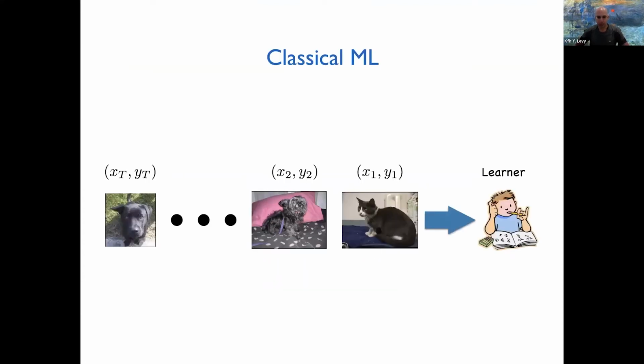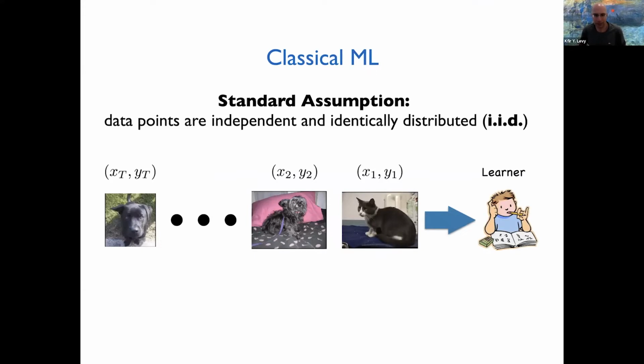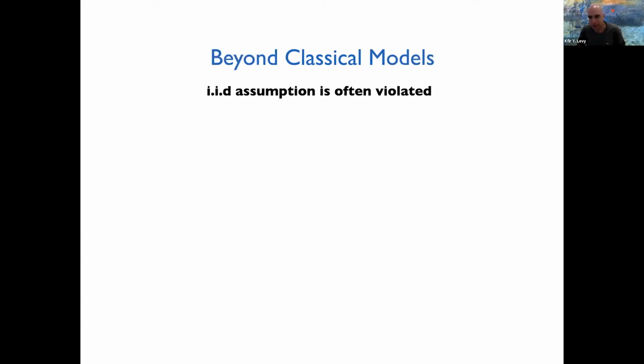Okay, so one of the most basic concepts in machine learning is that we learn from data. And one of the most common assumptions that we make in the classical models about data is that the data points are IID, meaning that they are independent and they are identically distributed. However, in many interesting cases, this IID assumption actually does not hold.